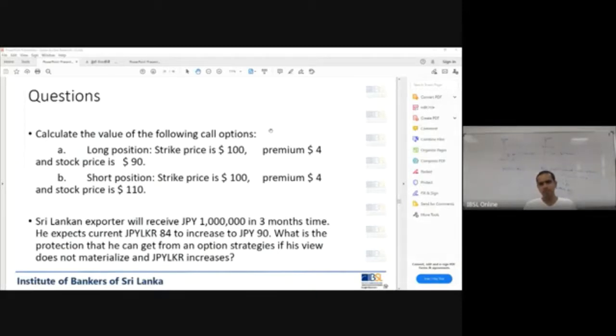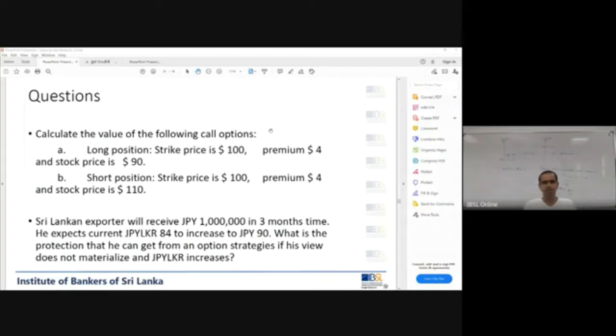So he needs to buy an option which gives him the right to sell yen and buy rupees. An option which gives you the right to sell is called a put option. So he needs to buy a put option on the yen rupee at a strike price of maybe 75, depending on his risk appetite.